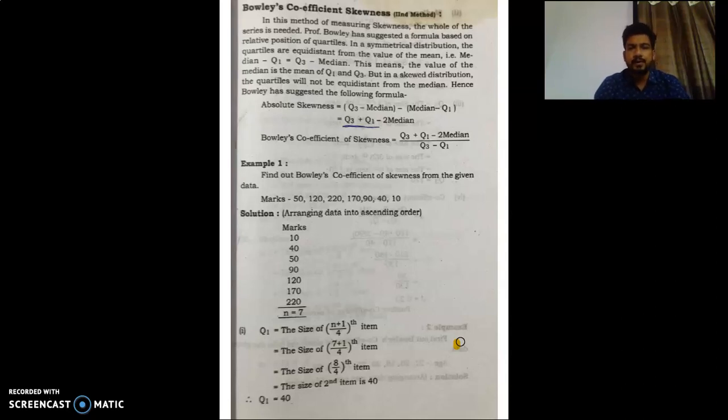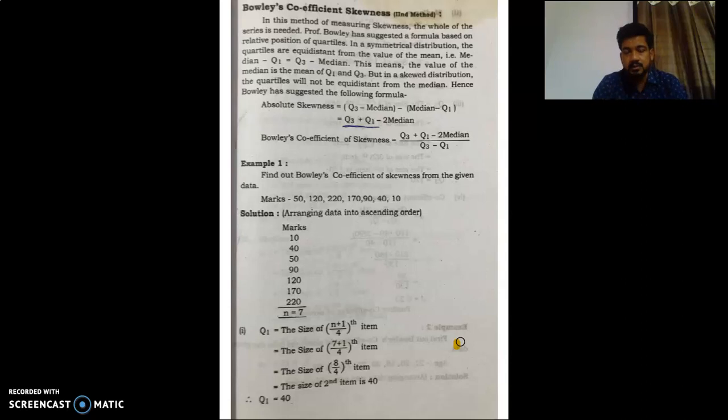So the first problem: find out Bowley's coefficient of skewness from the given data 50, 120, 220, 170, 90, 40 and 10. The most important thing is that there is an involvement of median. So when there is a median, you have to arrange your data.